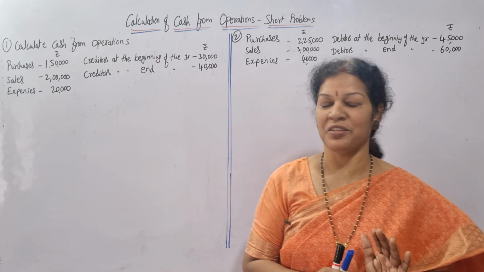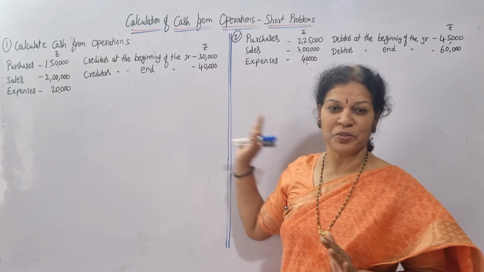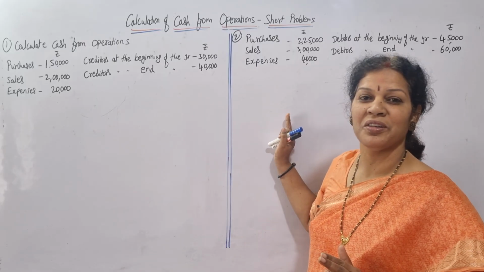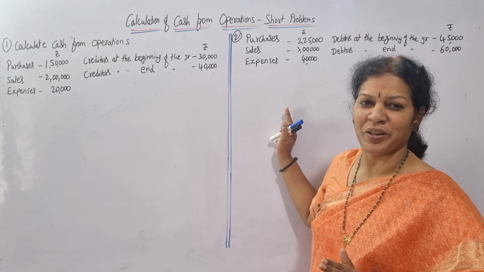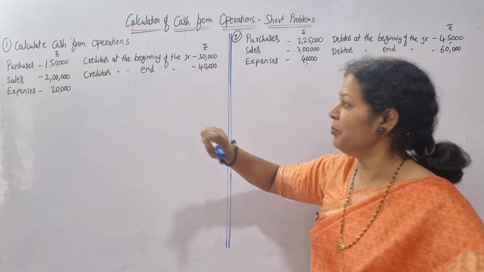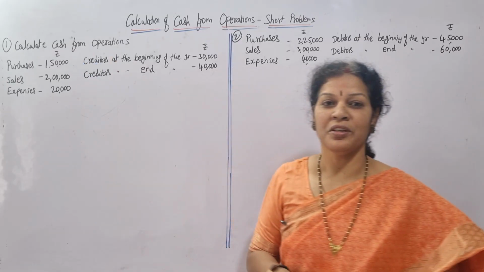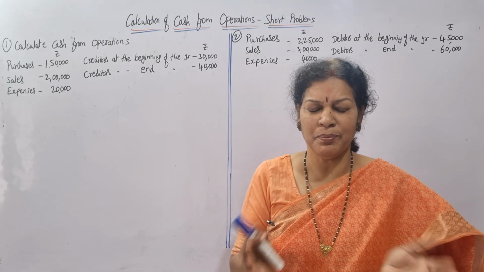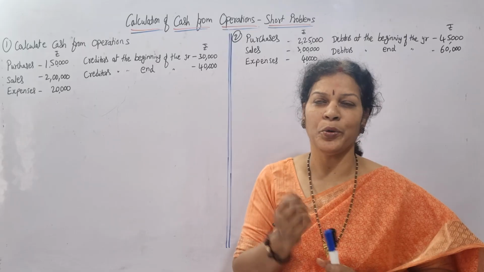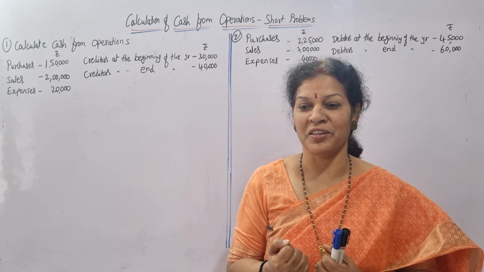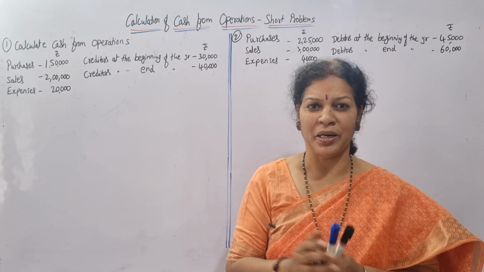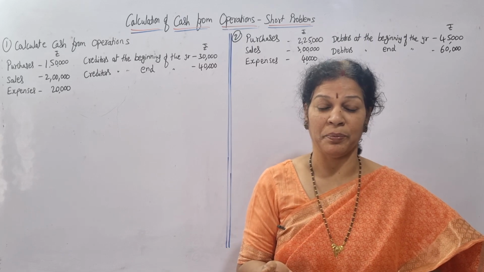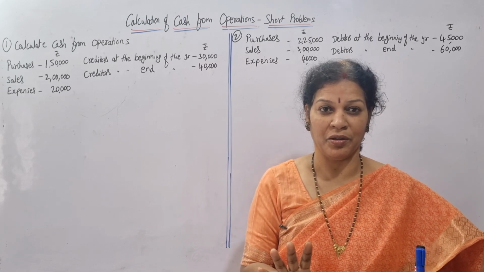How do we calculate? Now two problems I have taken. The first problem I'll explain, after that you can pause and try at least the second one. Now let's focus on the first problem. Calculate cash from operations. Cash from operations means, simple logic, you remember: how do I get cash from operations? From income minus expenses. Income minus expenses will be cash from operations.